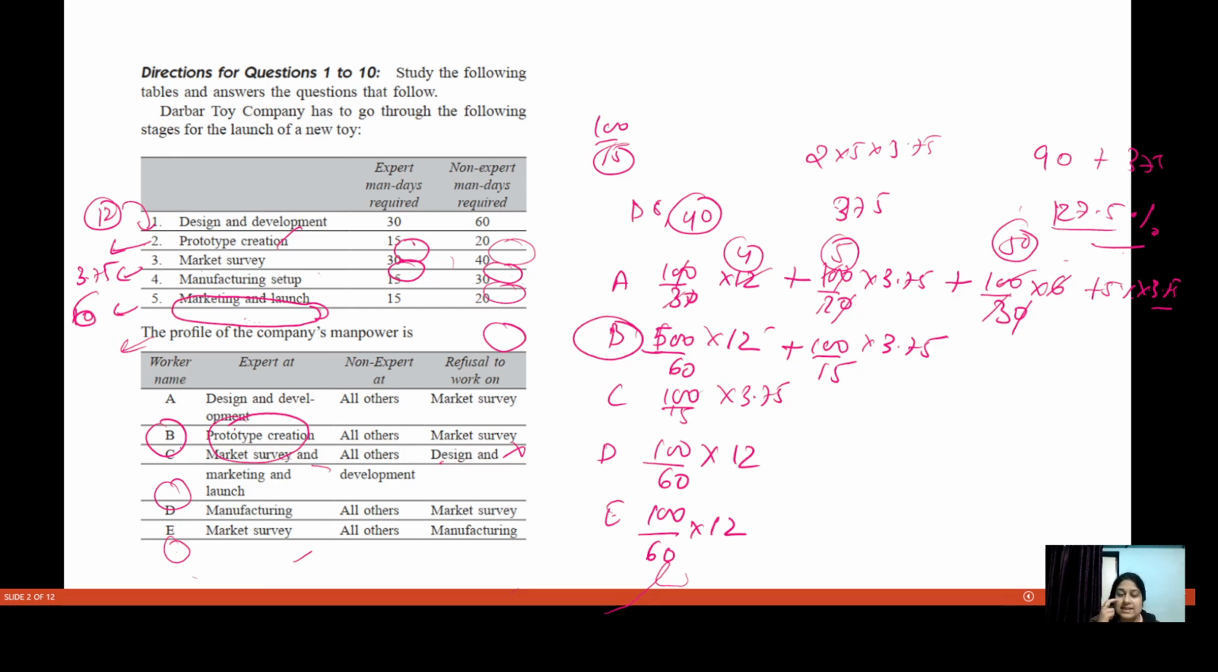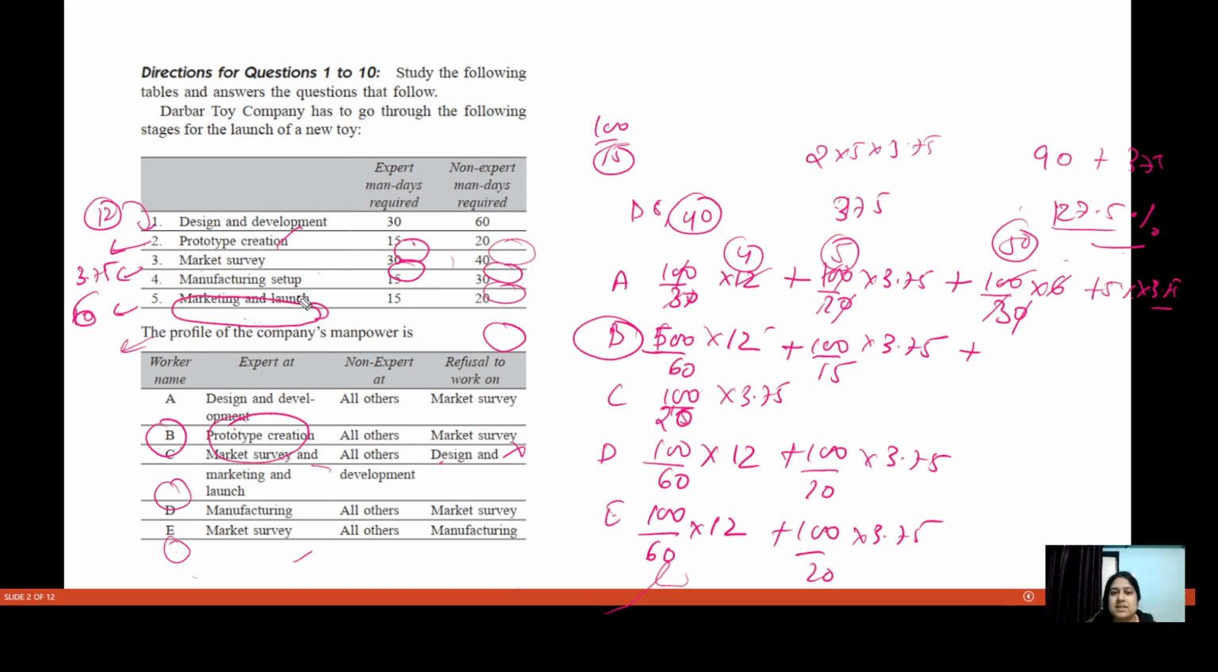Sorry, 100 by 20, because non-expert man days are 100 by 20. Okay, so 100 by 20. Now nobody is refusing, B, C, D, E, nobody is refusing to work on prototype creation. So we'll add 100 by 20 into 3.75, and again let us add 100 by 20 into 3.75. Okay, so this is the percentage of the work B is doing. Now we have tackled prototype creation work for each one of these.